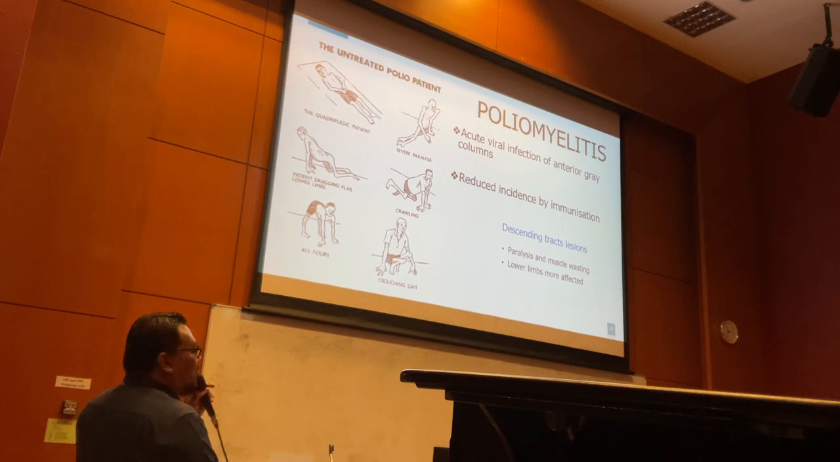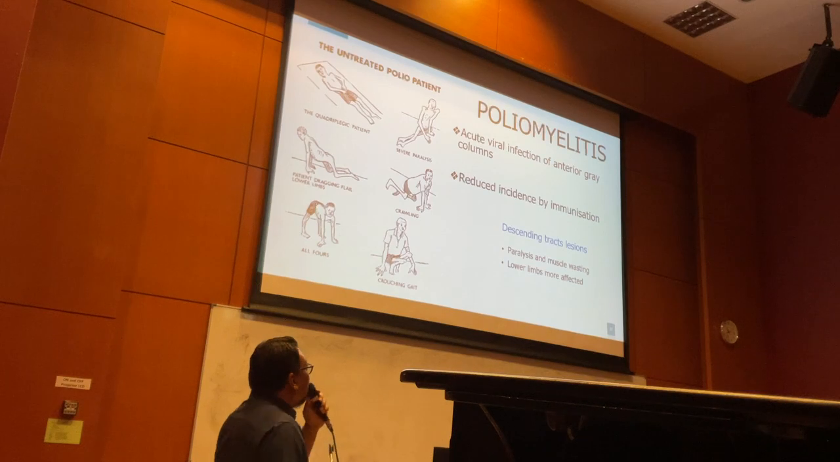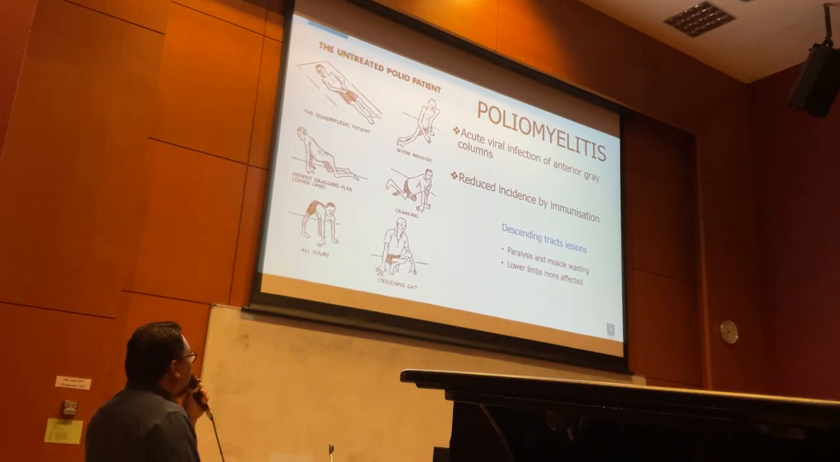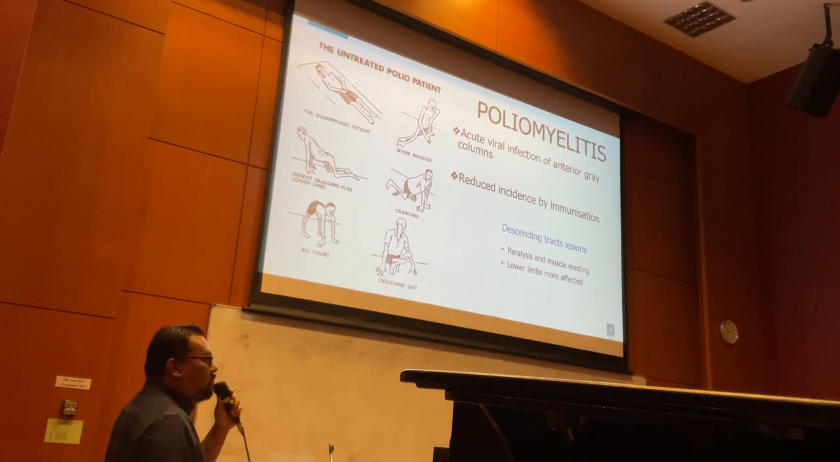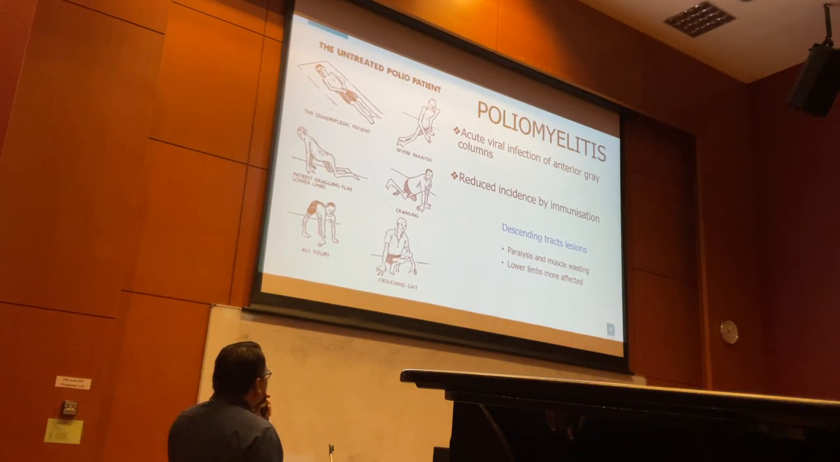Okay, poliomyelitis, acute, kita dah ada dekat Malaysia dah tak ada because semua ada vaksin. Acute viral infection involves the anterior, not posterior, anterior gray column. Okay, and it involves paralysis and muscle wasting, and the lower limbs are more affected.